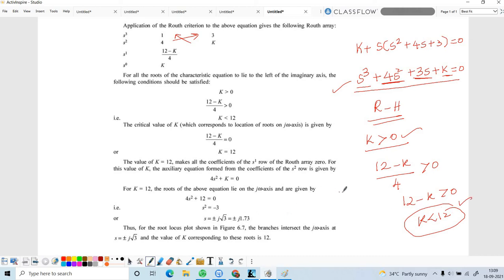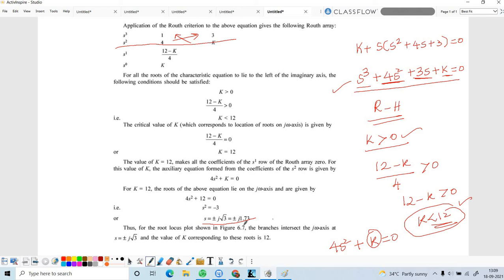So using this, I am going to find the value of s. What is the value of s? s is the crossing point in the imaginary axis. So for this, I am going to take the second row of the Routh array. 4s square, the corresponding equation is 4s square plus k equal to 0. So what about k? k is equal to 12. Already we got the answer. So s square equal to minus 3, s is equal to plus or minus j square root of 3.